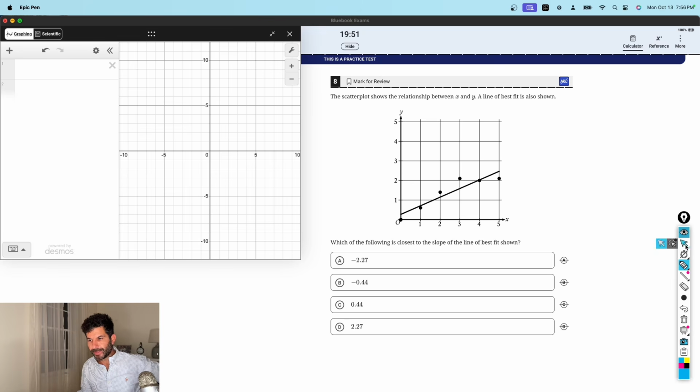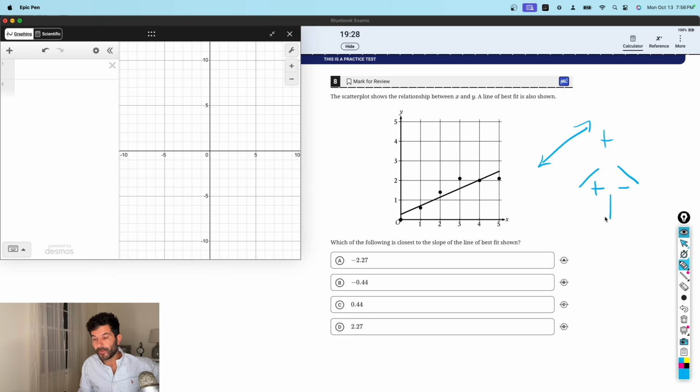The first thing that I want you to do is understand that any line going up from left to right is going to be a positive slope. And that's something that I always teach with Mr. Slope Guy. Who's Mr. Slope Guy? You have a line going up left to right, indicative of a positive slope. You have a line going down left to right, indicative of a negative slope.